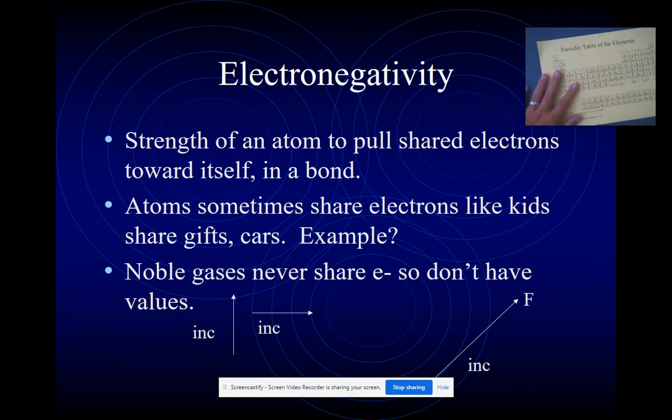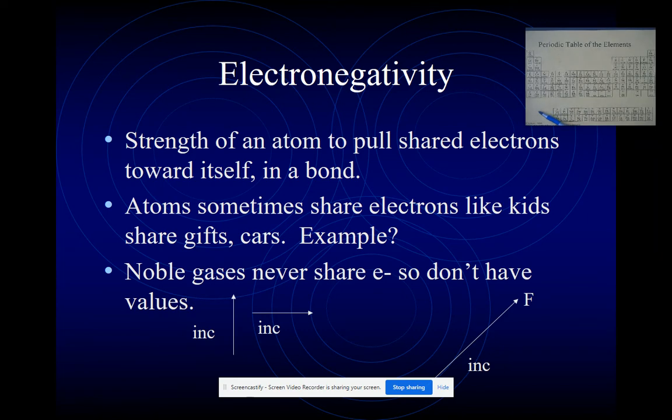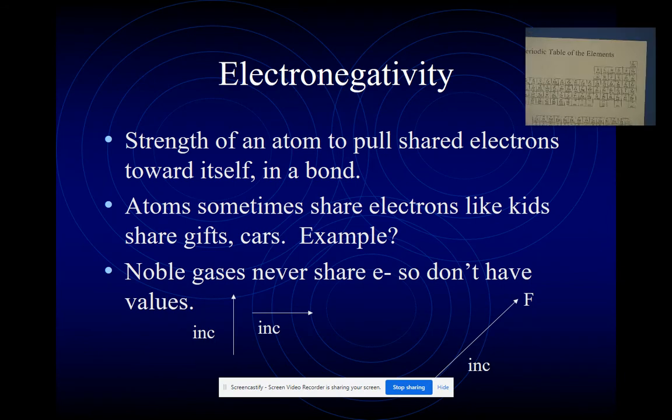So going back down to our periodic table, the value, I should say, of electronegativity increases as we go towards fluorine and stops at fluorine. The noble gases don't have electronegativity values. Okay. So that is, again, multiple choice cousins.